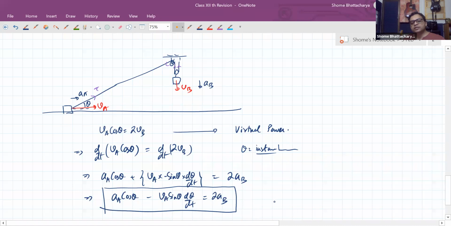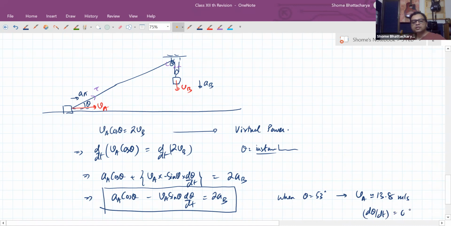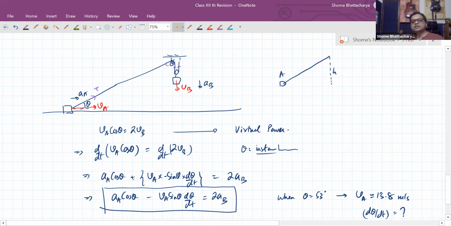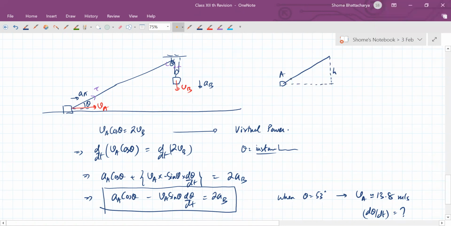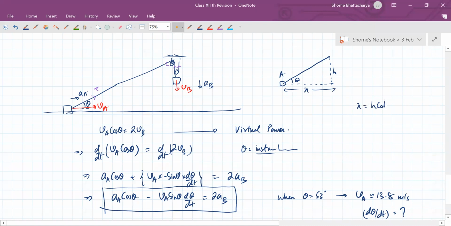Okay, at the instant when theta is equal to 53 degrees, you already saw VA was approximately 13.8 meters per second. So you got that, but we need to find out what is d theta by dt. For that, there's a very simple situation that you can see: if this is the instantaneous position of the block A, this is a fixed height, and this suppose is x. So you can see that x is equal to h cot theta, right?